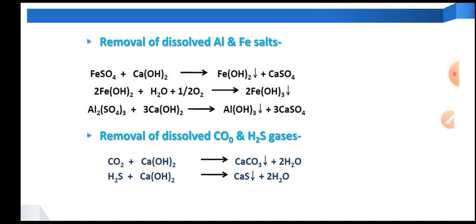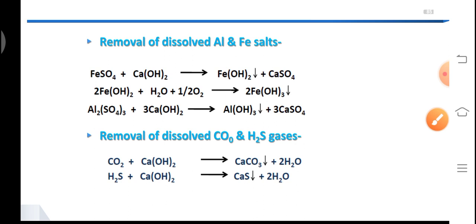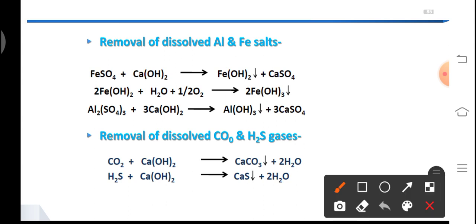Let us see how we can remove the salts of aluminium and iron. The most insoluble precipitate of iron is its hydroxide, and the most insoluble precipitate of aluminium is its hydroxide. So what we need to do is convert the given salts into their hydroxide form. For getting the hydroxide of ferrous sulfate, we need to add a single molecule of lime.